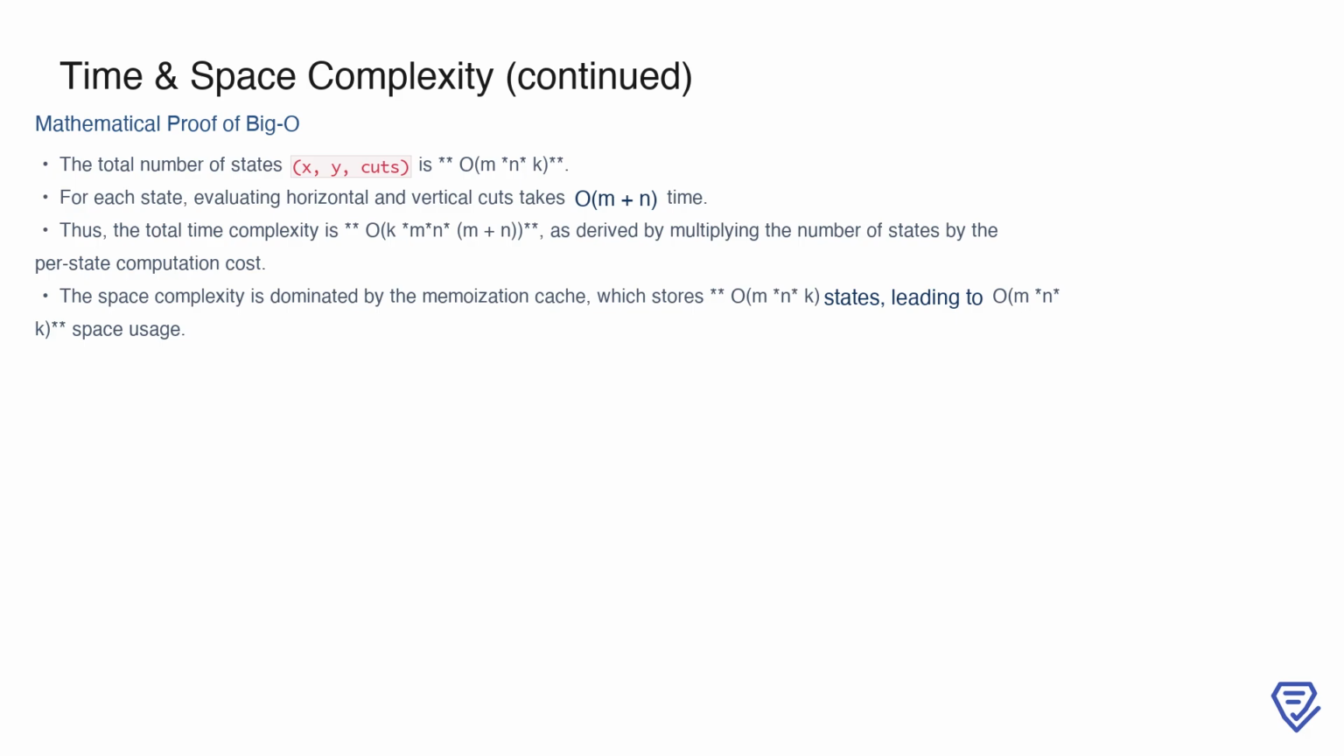Similarly, the space complexity is dominated by the memoization cache, which stores the results for O(M * N * K) states. This aligns with the derived space complexity of O(M * N * K). These results demonstrate that the algorithm is efficient and well-suited for solving the problem within reasonable constraints.